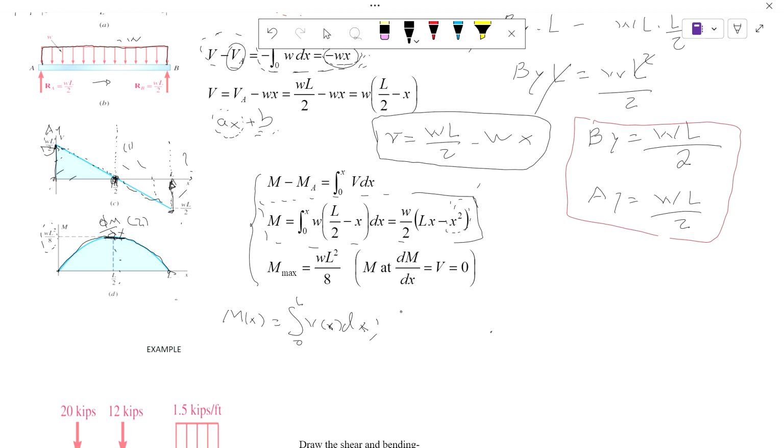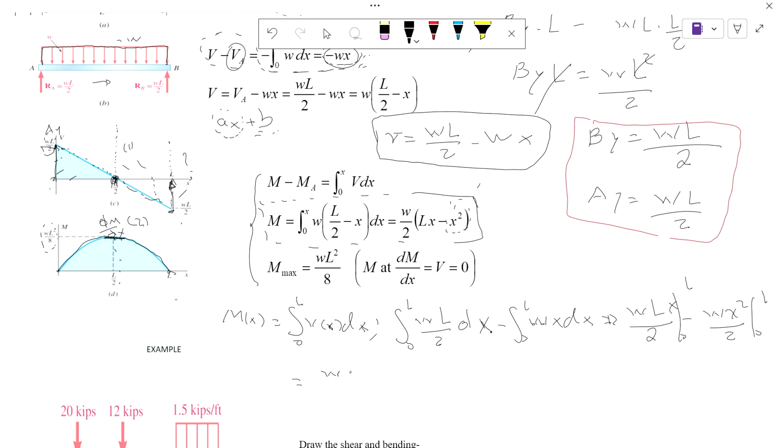Okay, let's see what that means. That means the integral from 0 to L of WL divided by 2 dx, minus the integral from 0 to L of Wx dx. W is a number, that's the load, so it's a constant, therefore we can take it out. And we can say that this is the same as WLx divided by 2 minus Wx squared divided by 2, from 0 to L.